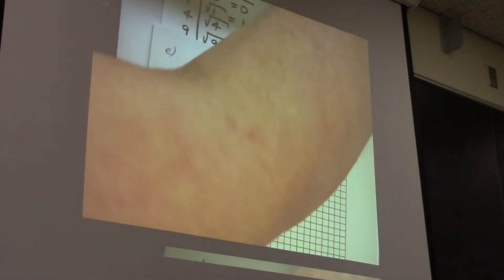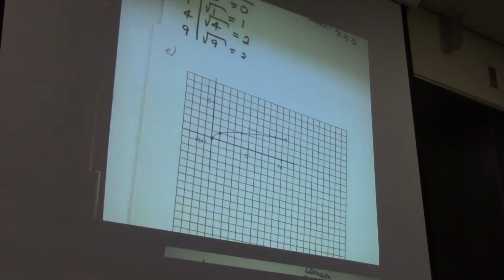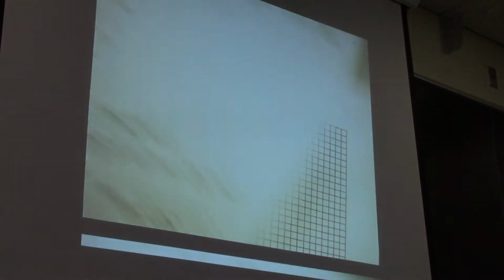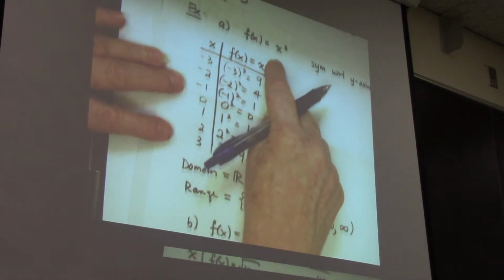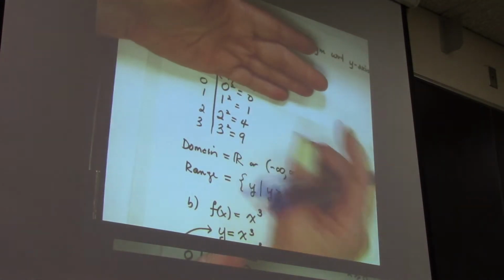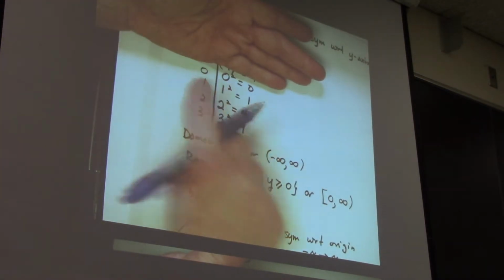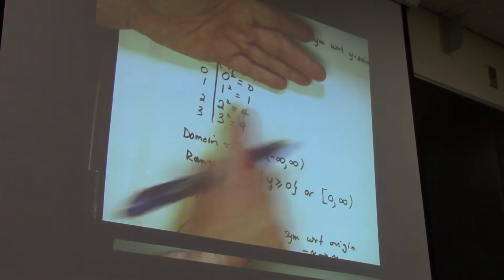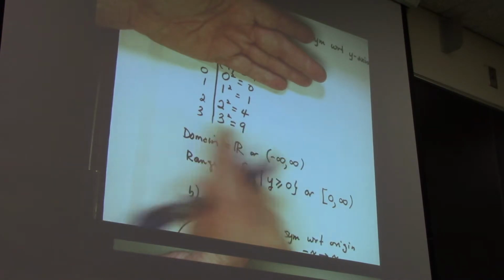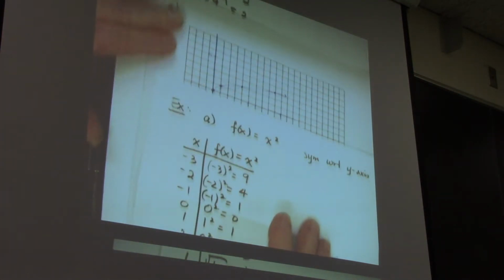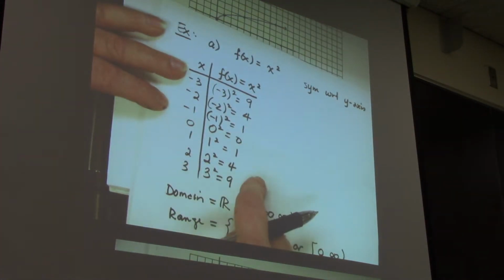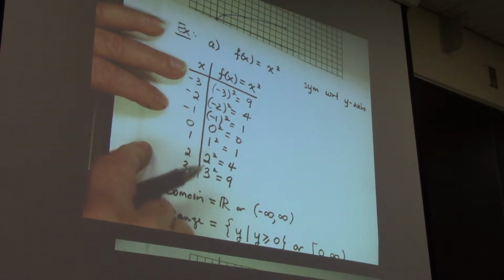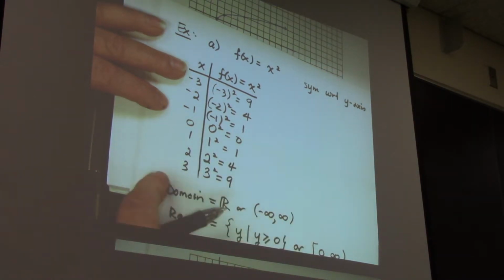It looks like half a parabola, and it is half a parabola, because if we compare our y values on y equals x squared, excluding the ones with negative x values, I have 0, 0, 1, 1, 2, 4, 3, 9, whereas here I have 0, 0, 1, 1, then instead of 2, 4, I have 4, 2. Instead of 3, 9, I have 9, 3.